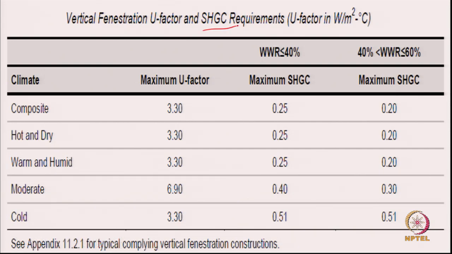So, for the glass, prescribed values are given, the maximum U value for the glass for different climates is given, and it allows a maximum window to wall area ratio of not more than 60%. So, window area should be minimized if you want to reduce heat gain to a minimum, right. So, the maximum window area permissible is 60%, in fact, it should be less than 40%.